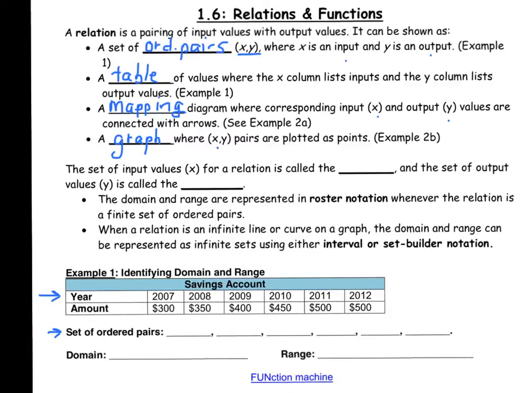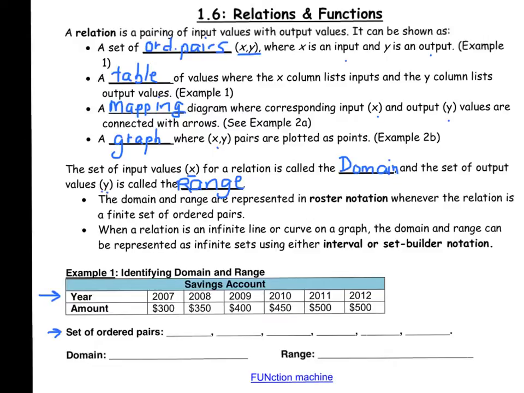We call all the input values, all the x's, the domain, and we call all the output values, all the y's, the range. So today we're going to be identifying domain and range. There's a couple different ways to write down what the domain and range are, depending on what we have.